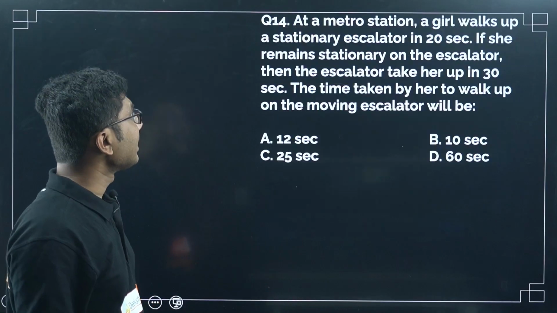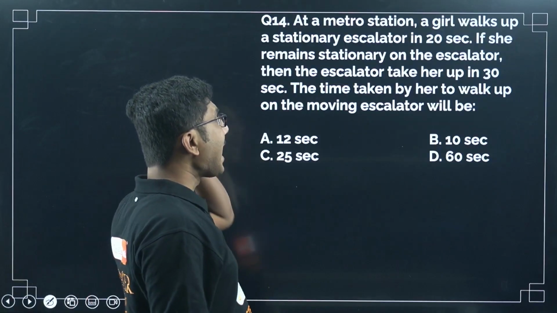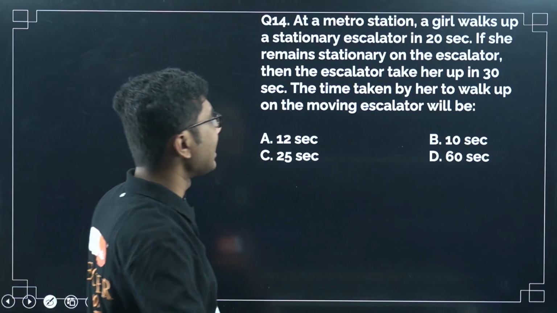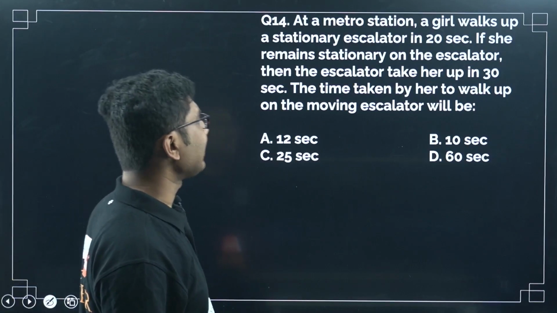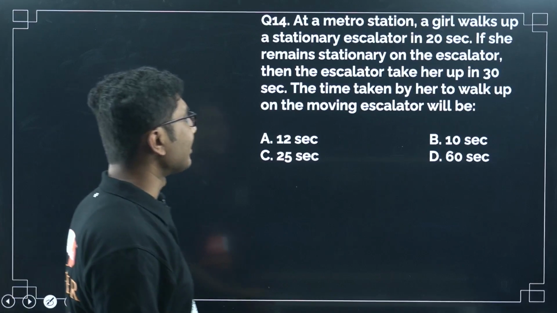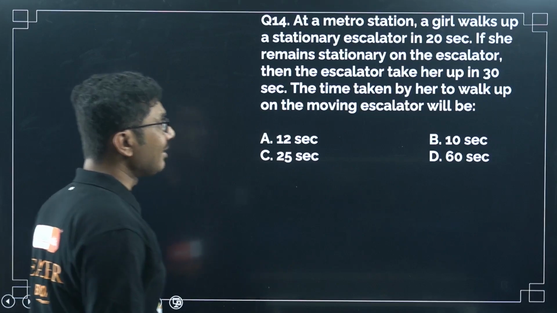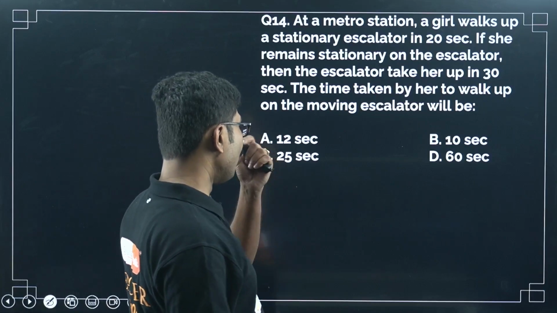Now let's move on to the next question. At a metro station, a girl walks up a stationary escalator in 20 seconds. If she remains stationary on the escalator, then the escalator takes her up in 30 seconds. Okay, so the time taken by her to walk up the moving escalator will be.